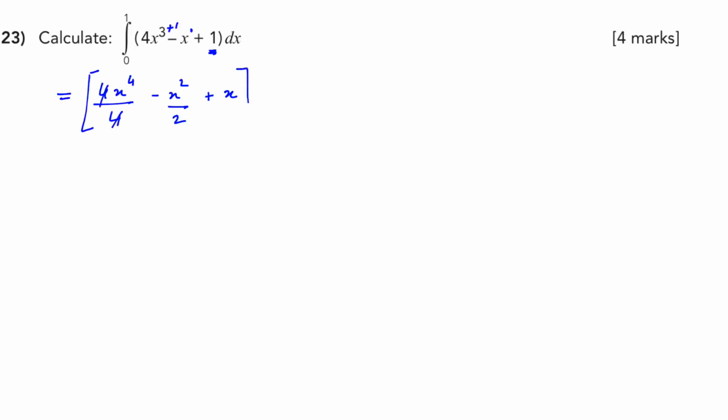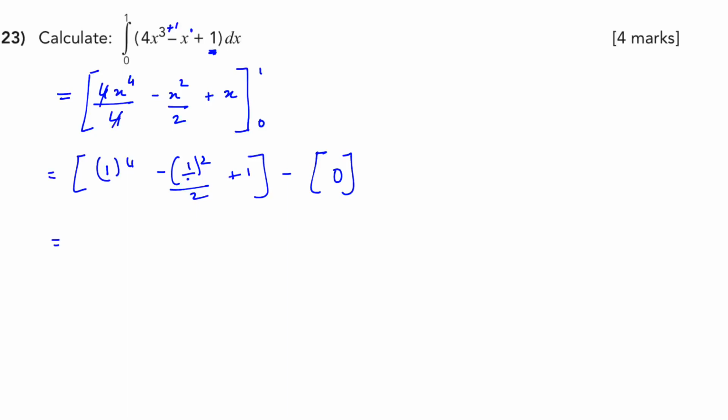Please remember you have to put the square brackets and write your limits on the right hand side. Now in place of x we'll put 1, and then in place of x we will put 0. So you will get a 0 here. This will be 1 minus half plus 1, which will give me 3 over 2. It's a very easy 4-mark question.